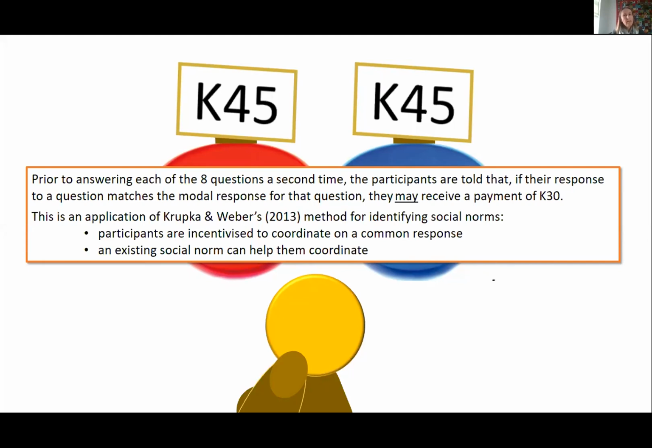Okay. And the idea is that if there's a social norm that should be guiding behavior in this context, then that is going to help them coordinate. They can get their 30 kwacha if all of them reference the social norm when they're giving their response. And this has been used in all sorts of different ways, not only by Krupka and Weber, the original designers of the task, but by many others. And it seems to work very well at identifying what the norm is, what the collectively held opinion about what people should do in a decision-making task, what that is.